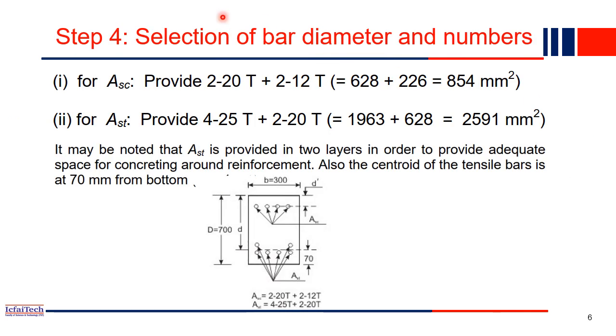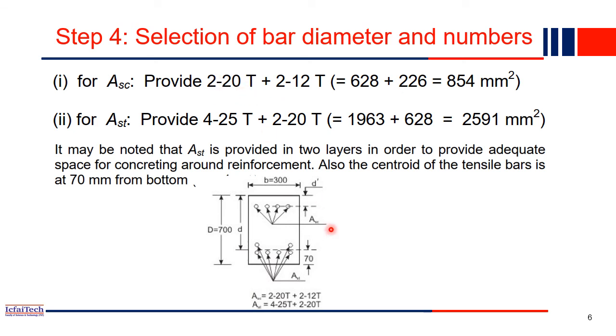Now in the last step, that is step 4, we have to draw the cross section. So ASC value, we now know we have to provide something like 850. So we can provide two 20 mm bars and two 12 mm bars. You can use any other combination, we can make it uniform, for example four or six 12 mm bars also. You can compute the net value. If you provide two 20 mm bars and two 12 mm bars, how much cross-sectional area do you get? That is 628. So how much did we get?